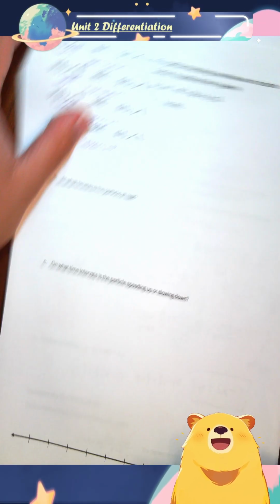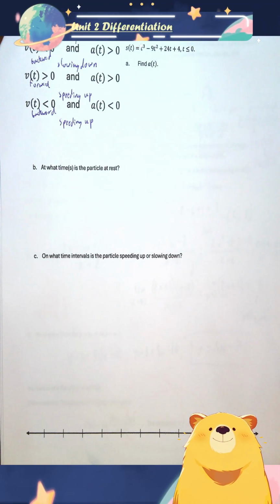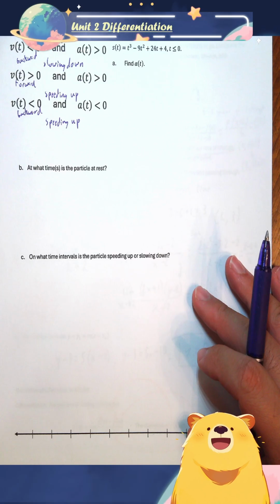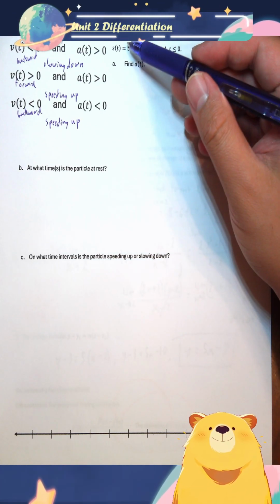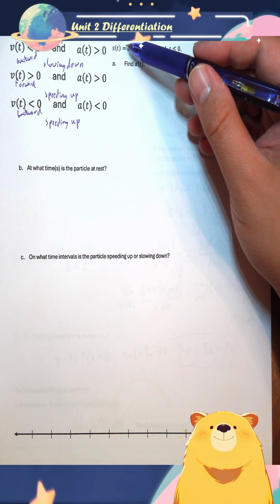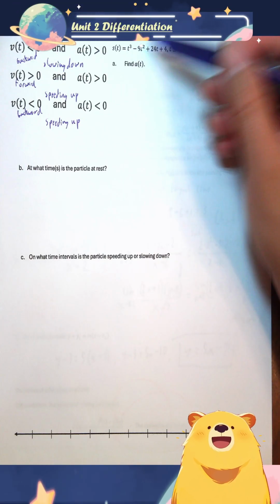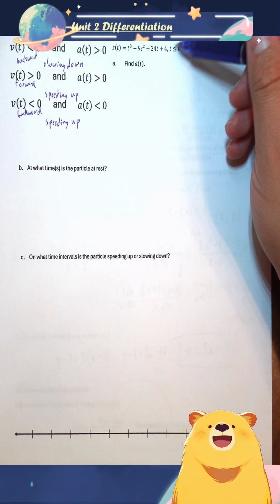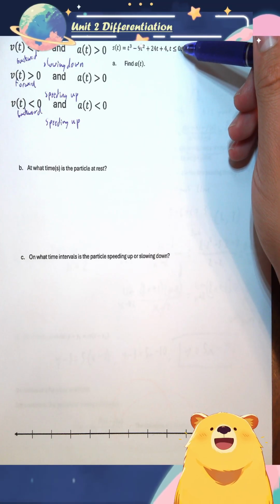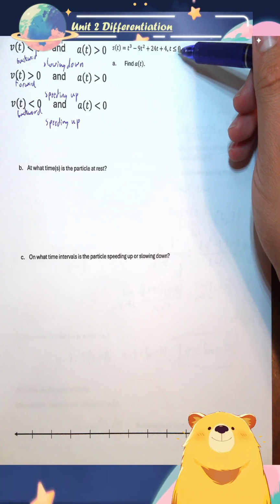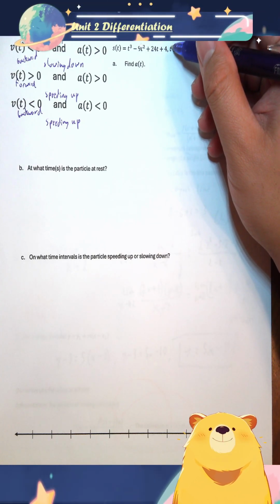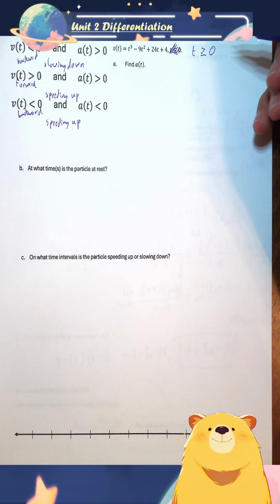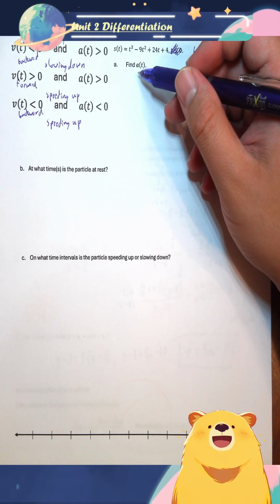All right, so let's do this application problem. A particle moves along a coordinate axis in a positive direction. Its position in time is given by s of t equals t to the power of 3 minus 9t squared plus 24t plus 4. Let t be less than or equal to 0. Wait, that is definitely a typo. t is greater than 0. My mistake. All right.